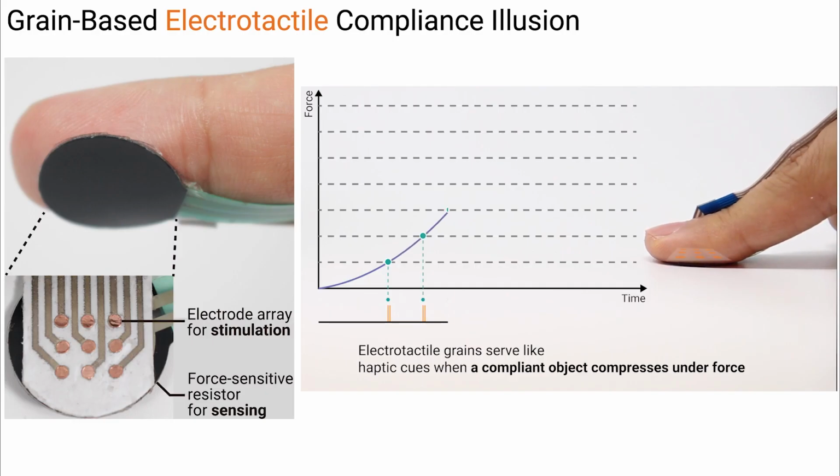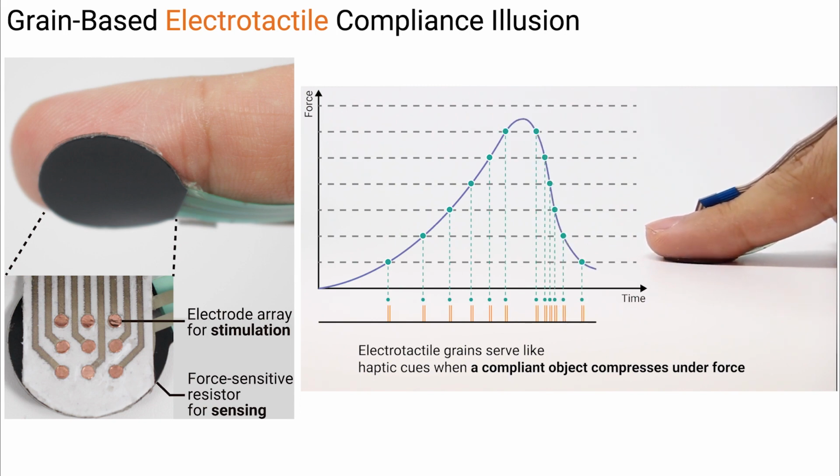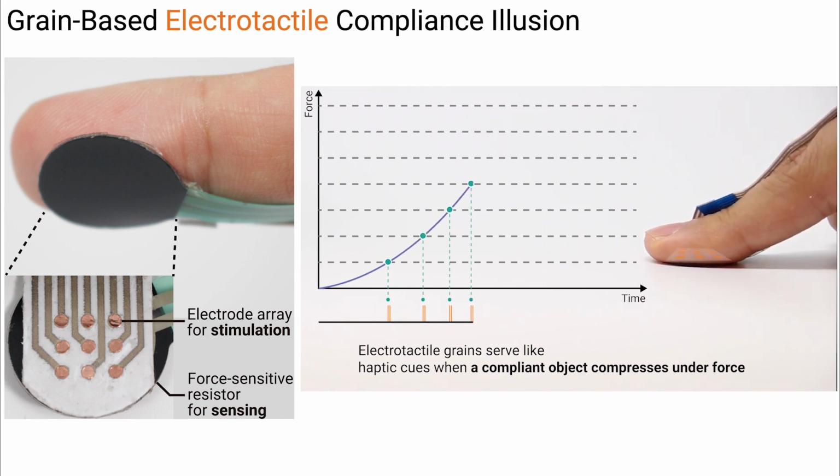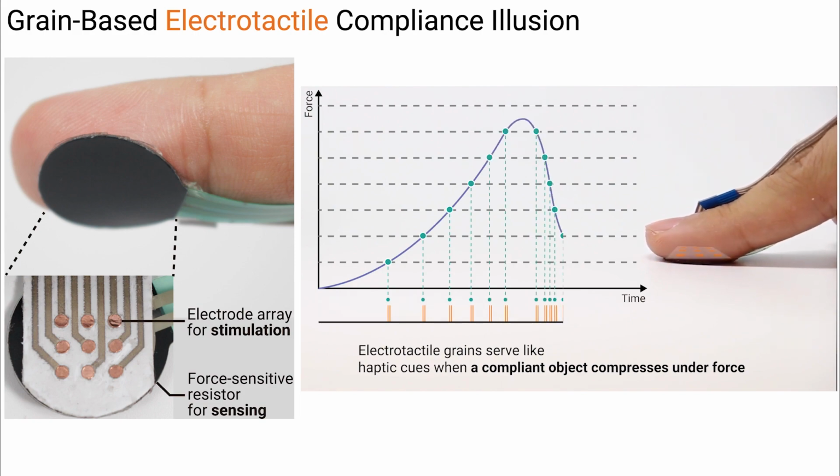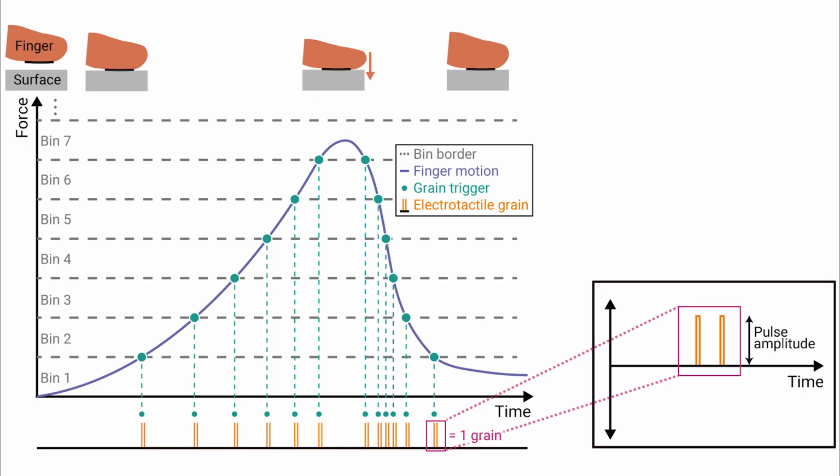To tackle these issues, we propose a novel grain-based electrotactile compliance illusion. This illusion renders compliance in different shapes with a skin-conformal interface, comprising printed circuits and a force sensor. Inspired by the grain-based vibrotactile illusion, our approach creates a sensation of a compliant surface by generating a set of electrical pulses in response to the force changes. We call this single set of pulses an electrotactile grain.